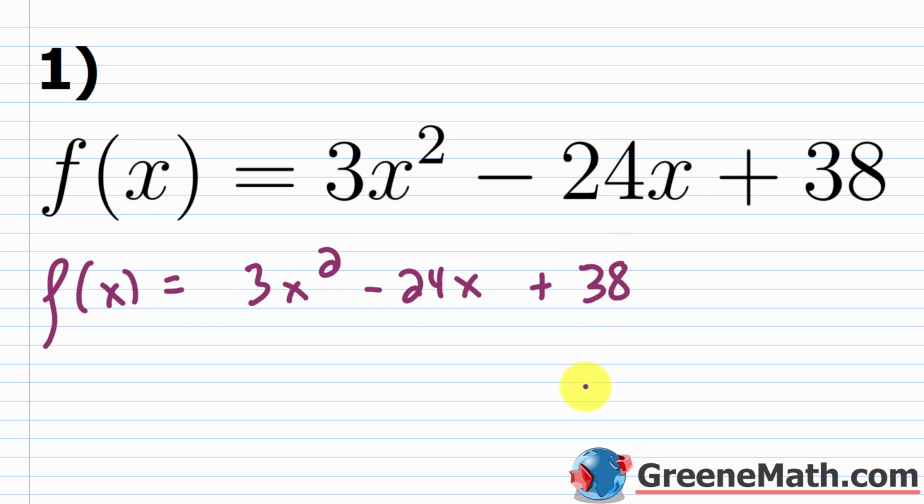The first thing you want to do is group your variable terms together. So I'm just going to put some parentheses around these guys right here. And then you want to make sure that when you're completing the square, the coefficient of x squared is 1. In this case, it's not. It's a 3. So what we're going to do is factor this out.